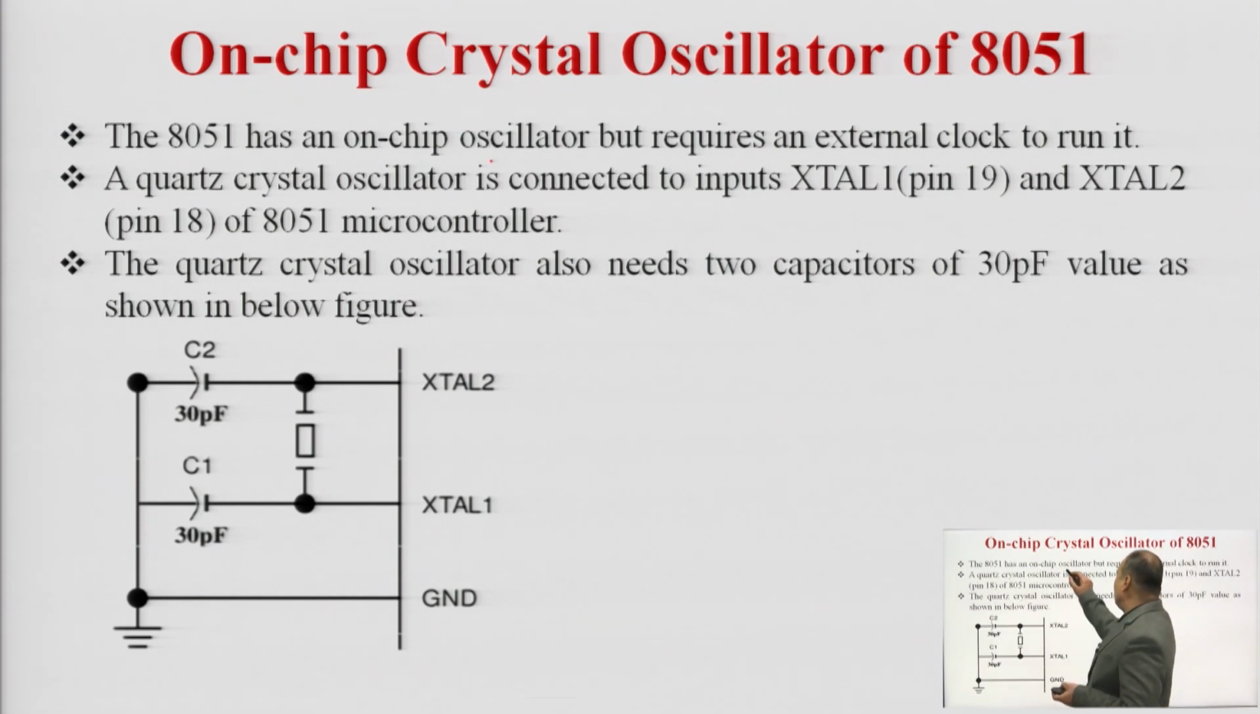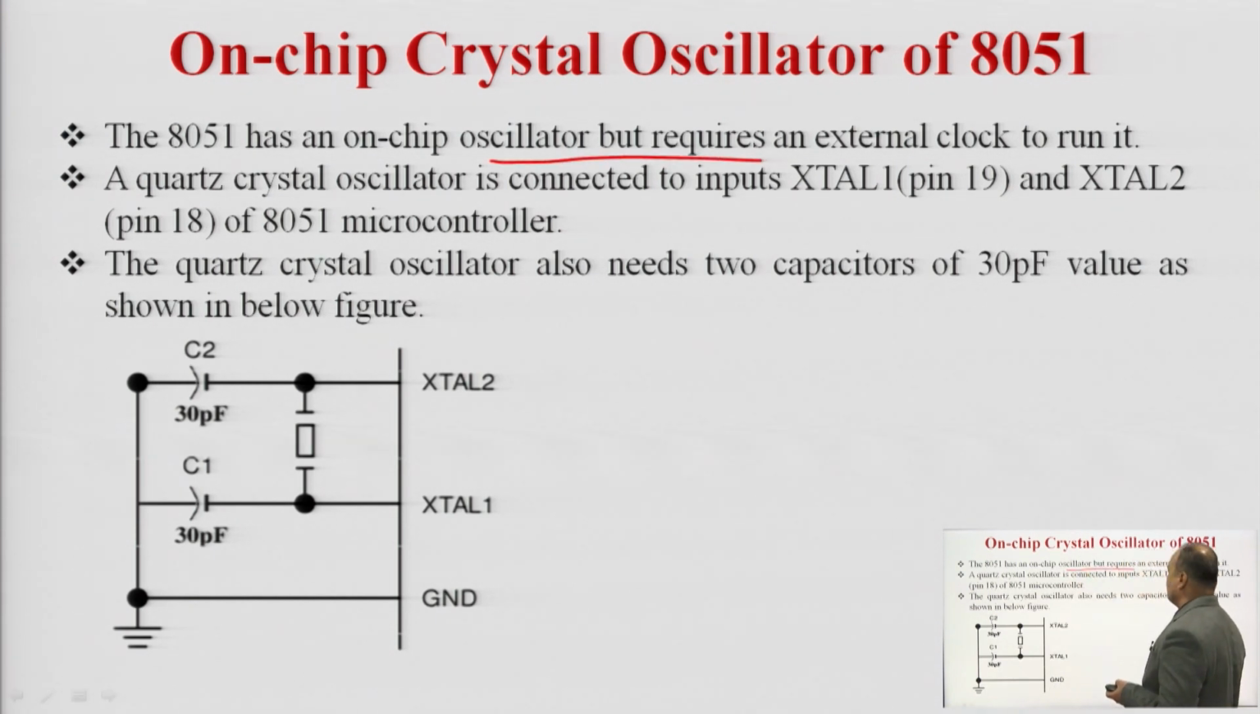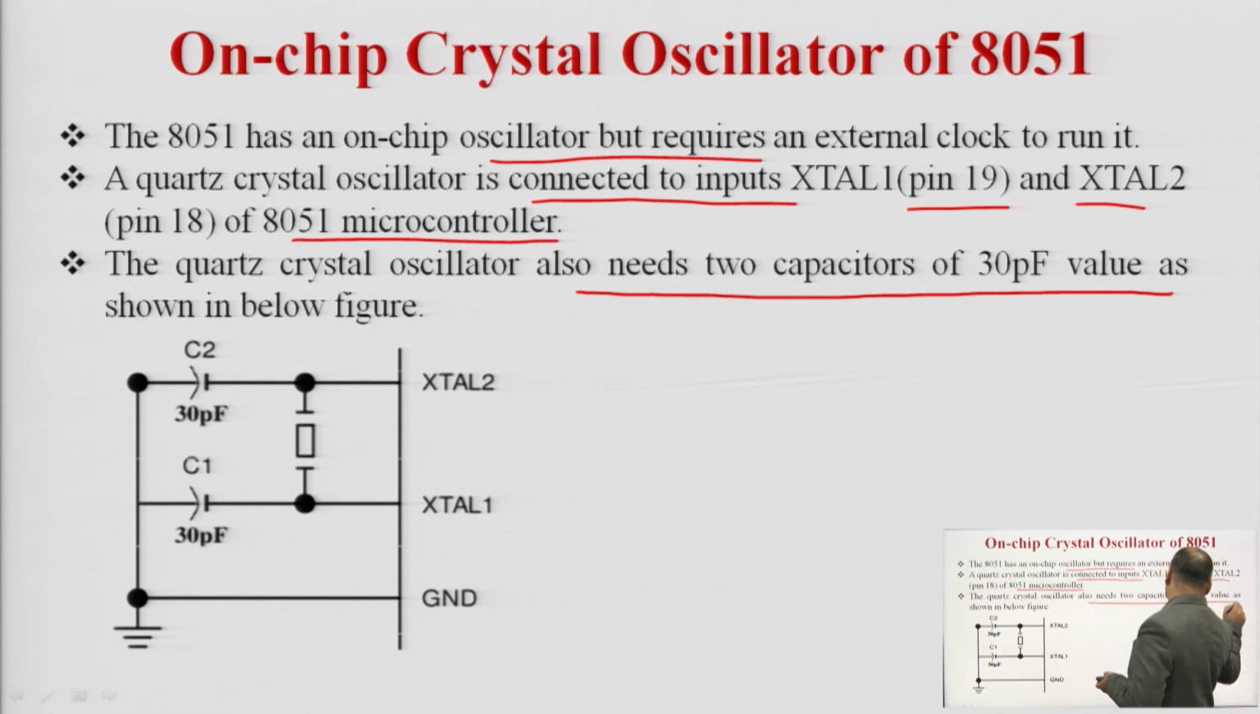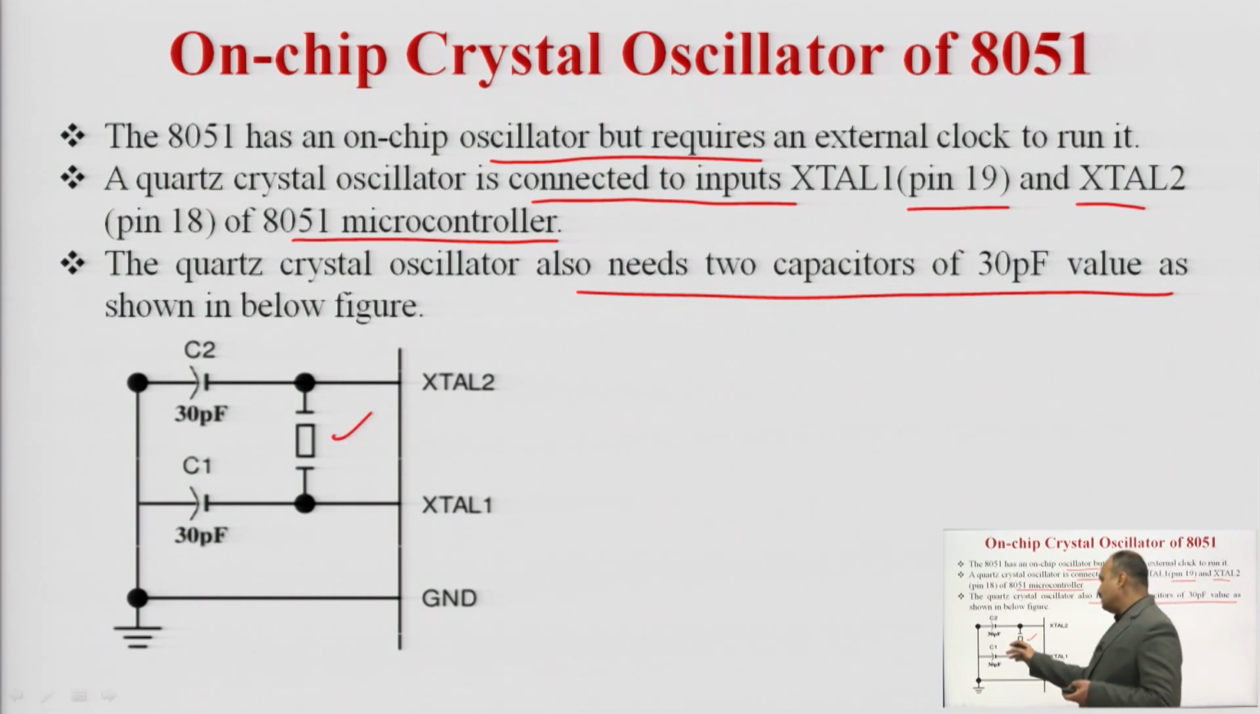The 8051 has an on chip oscillator, but requires an external clock to run it. A quartz crystal oscillator is connected to pin number 19 and pin number 18 of the 8051 microcontroller. The quartz crystal oscillator also needs two capacitors of 30 picofarad values as shown below. This diagram shows that pins 18 and 19 of the microcontroller are connected to the quartz crystal oscillator along with the 30 picofarad capacitors, and with the help of this we can generate the crystal frequency, that is 11.0592 megahertz, for the 8051 microcontroller.